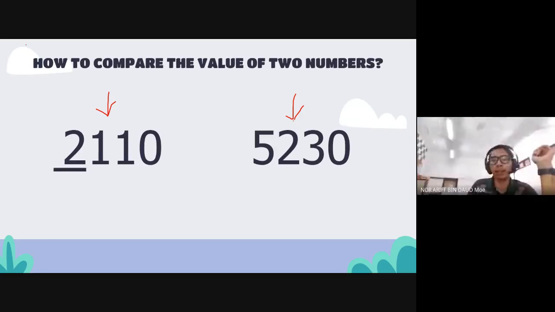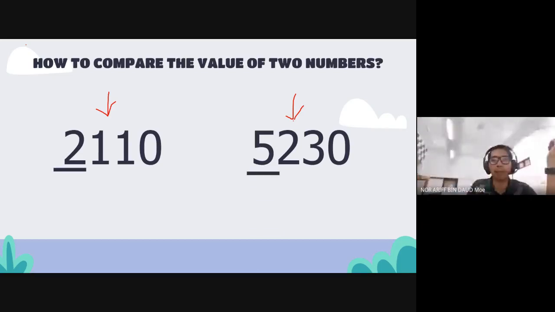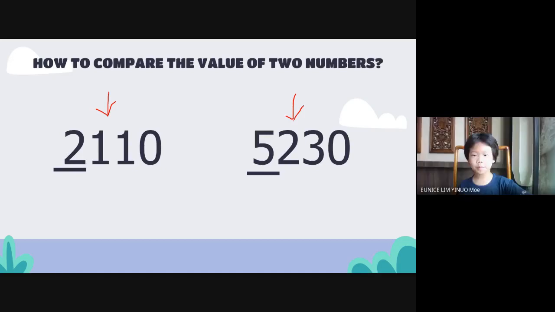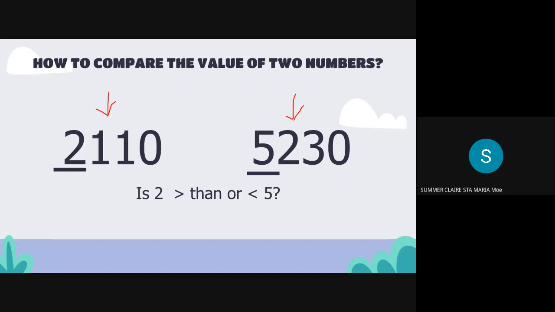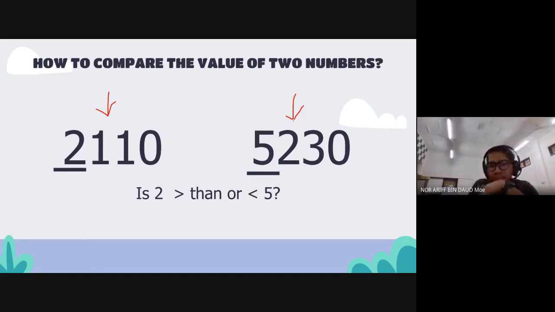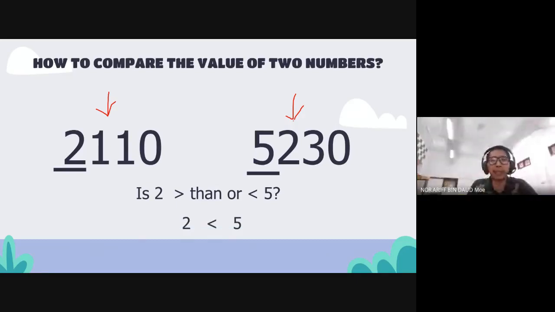Okay, number 2 and number what? Number 5. Yes, number 2 and number 5. Thank you, Eunice. Well, I want to ask Summer. Okay. Is 2 greater than or less than 5? 2 is less than 5. Yes, 2 is less than 5.